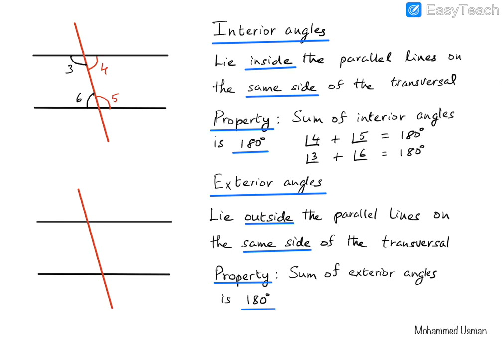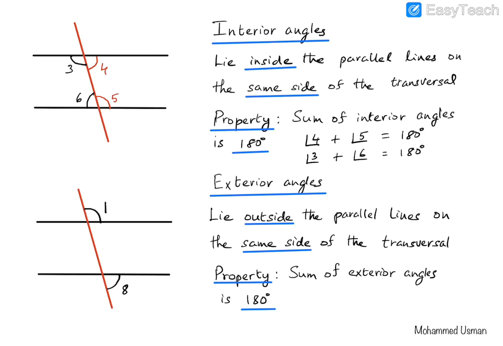The first pair will be outside, meaning above the parallel line and below the parallel line. So they are outside the parallel lines, outside of this parallel line and outside of the lower parallel line, and also on the same side, that is the right hand side of the transversal line. So as per our numbering, this is our angle number 1 and this is our angle number 8, right? 1, 2, 3, 4, 5, 6, 7, 8.